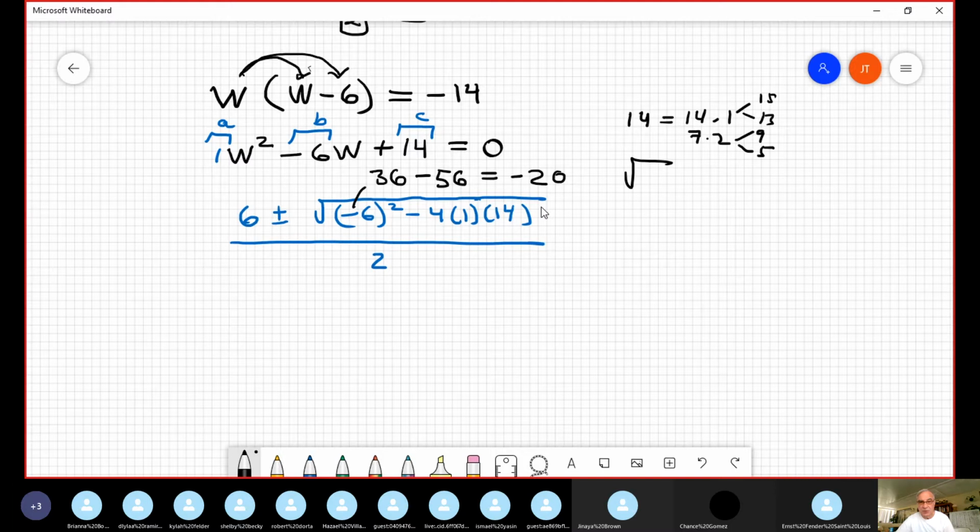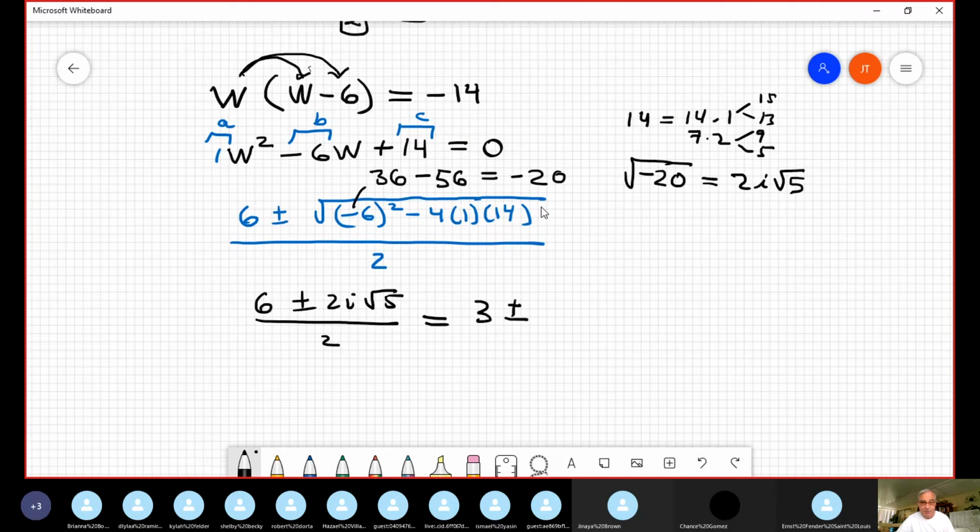And what about the square root of negative 20? Well, I did it before, remember, it's 2 radical 5. But it's negative, so it has an i: 2i radical 5. So far we have 6 plus or minus 2i radical 5, over 2. And you split the common denominator: 6 divided by 2 is 3, and 2 divided by 2 is 1. Complex.